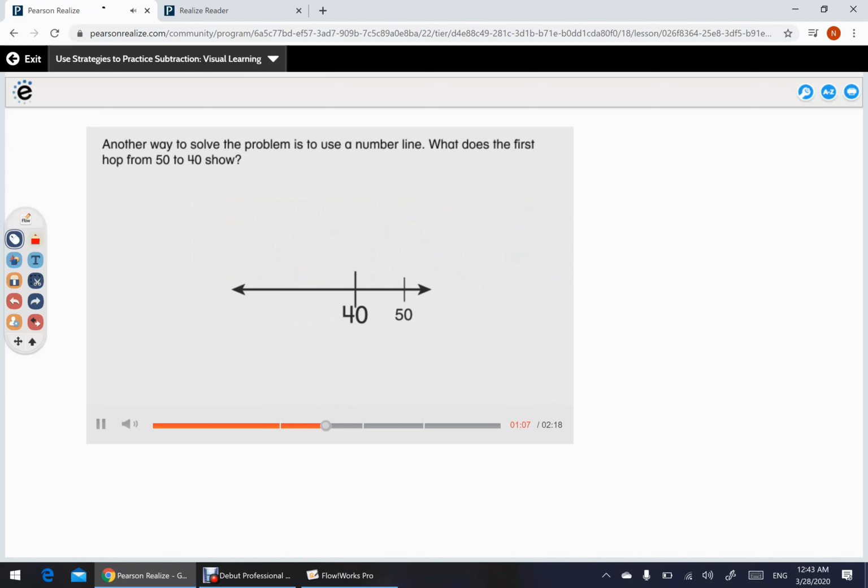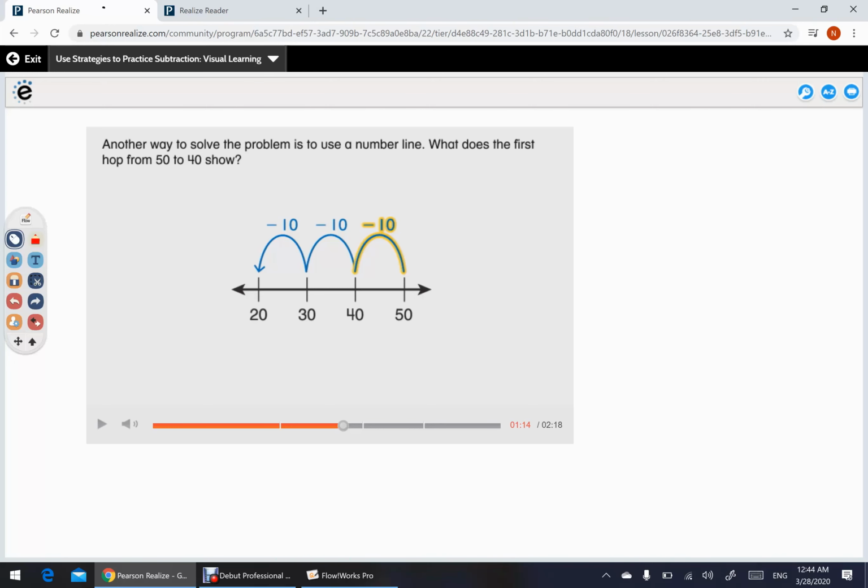Another way to solve the problem is to use a number line. What does the first hop from 50 to 40 show? Here, when we use an open number line, each hop will show us what? That we are removing 1 ten. It means we are removing 10 from that number, and that number gets less and less by 10. So here you can see 50 minus 10.